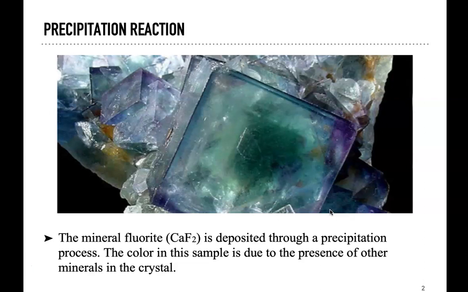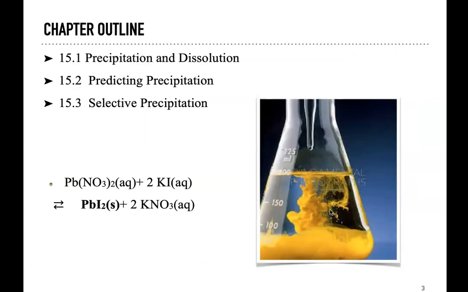So the topic of this chapter is now precipitation reaction. We're going to see precipitation and dissolution. We're going to review in this part the solubility rules of ionic compounds. We're going to study precipitation reactions and their solubility product. And we are going to see also selective precipitation.